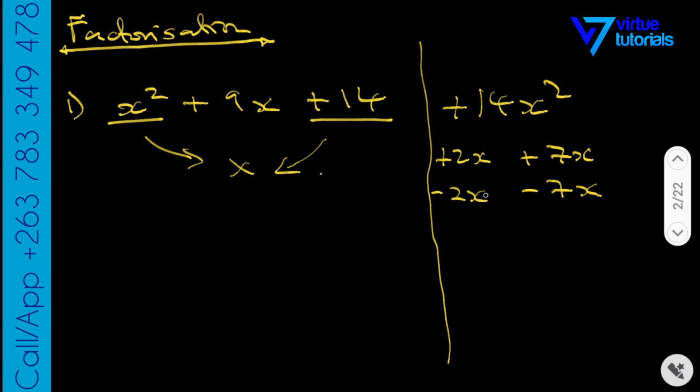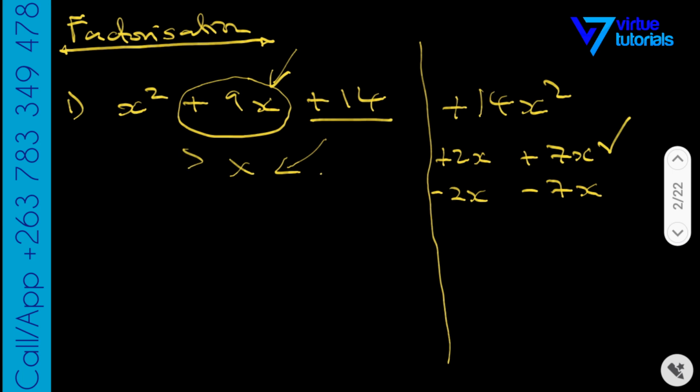But what we want to do is pick a pair of factors which adds up to give you this middle value. And again, take note of the sign. So we want to look for the pair of factors which adds up to give us plus 9x. So if I look at it here, minus 2x and minus 7x will give me a minus 9x. But plus 2x and plus 7x will give me plus 9x, so I'll pick this pair here.